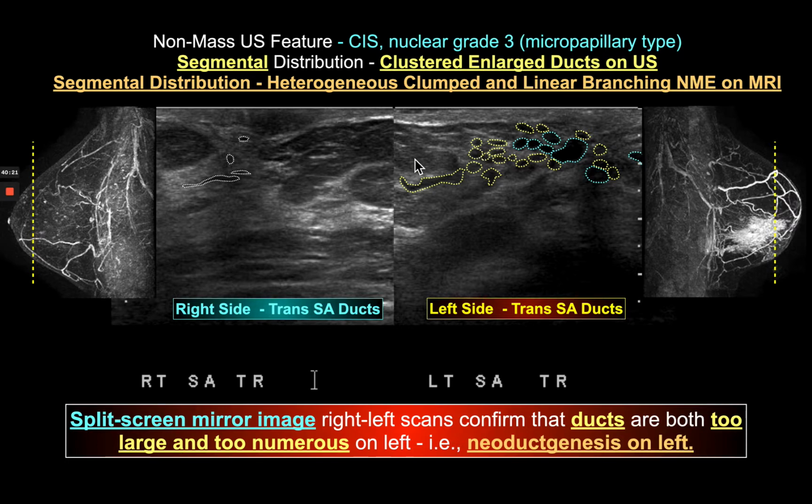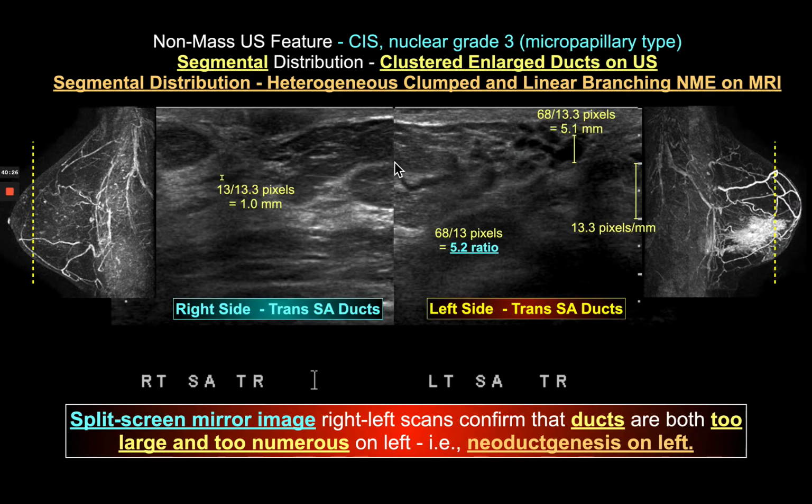Now, the farther I get from the nipple, the more pronounced the difference is going to be. And here we can see that these native ducts are about 5 times the size of normal ducts when I compare normal ducts on the right side to the largest central ducts I can see.